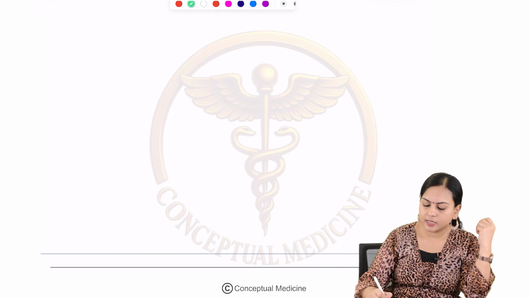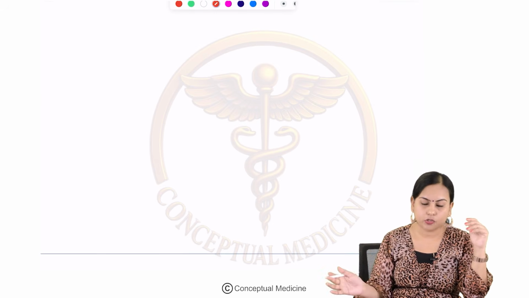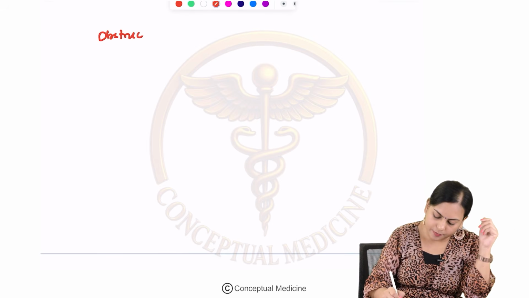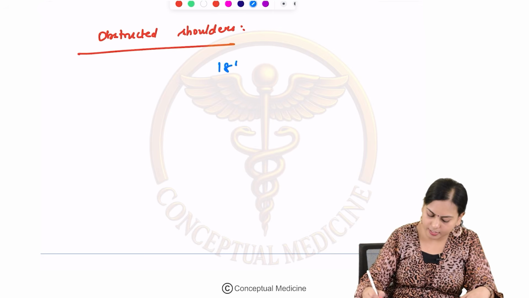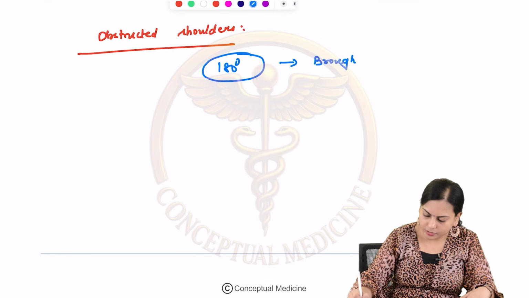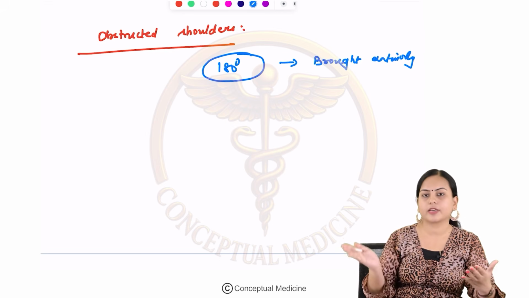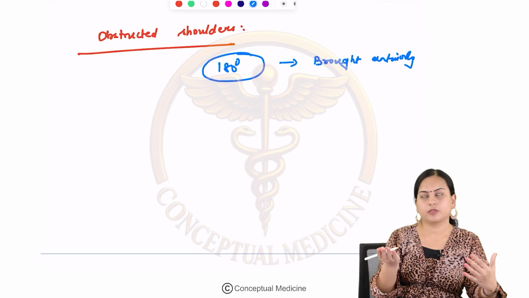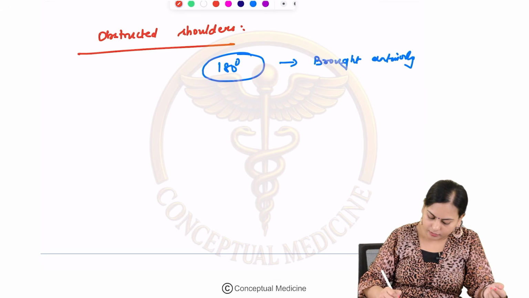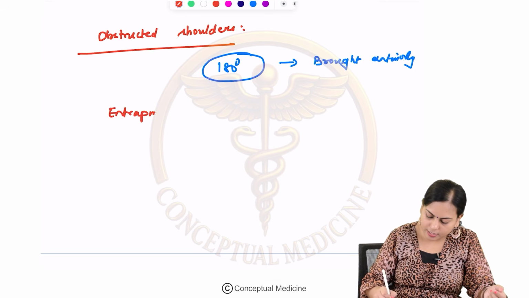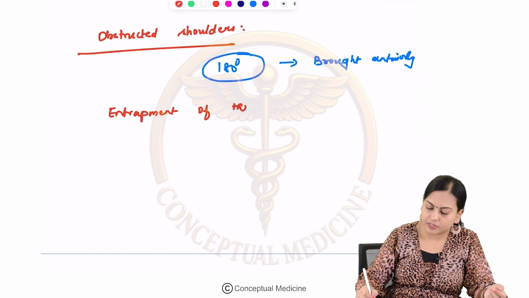Now we'll see another complication, that is obstructed shoulders. Suppose there are obstructed shoulders, what will we do? The same thing, you have to give a rotation. A 180 degree rotation should be given, so the obstructed shoulder will be brought anteriorly and delivered. Then we will rotate another 180 degrees and bring the posterior shoulder anteriorly, and then deliver it. Clear?